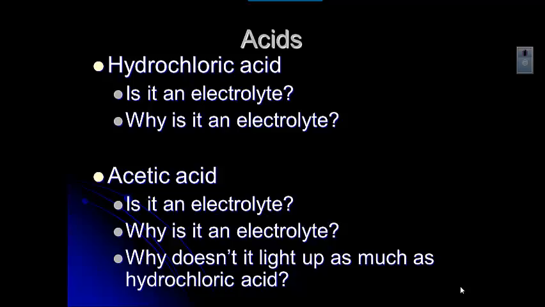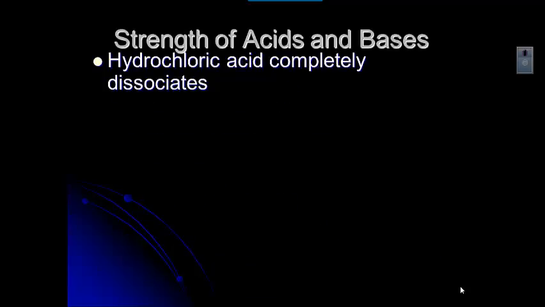They both produce hydronium ions. That's what makes them acids. But the difference comes from the strengths of the acids. So let's look at why those are different. Hydrochloric acid completely dissociates. So when you put hydrochloric acid in water, it completely breaks into hydronium ions and chloride ions. So basically there are no molecules of HCl left. Molecules of HCl won't conduct electricity in water. Remember that in order to conduct electricity, you have to have charged particles like ions that can move around. And molecules are not charged, they're neutral.